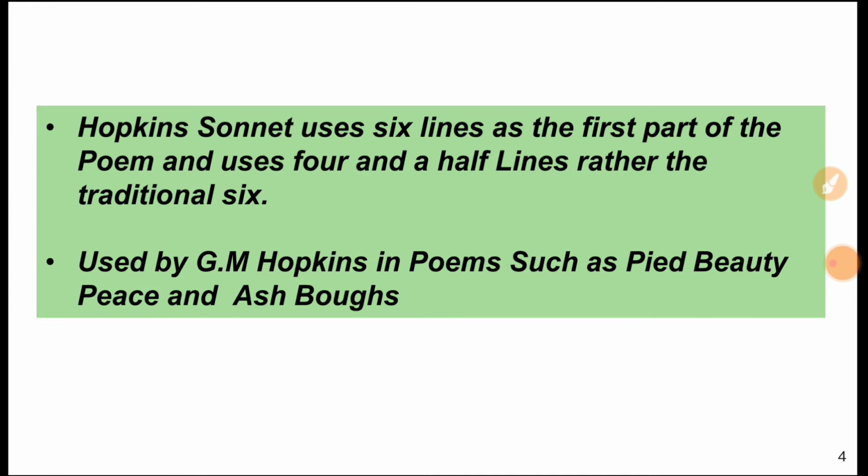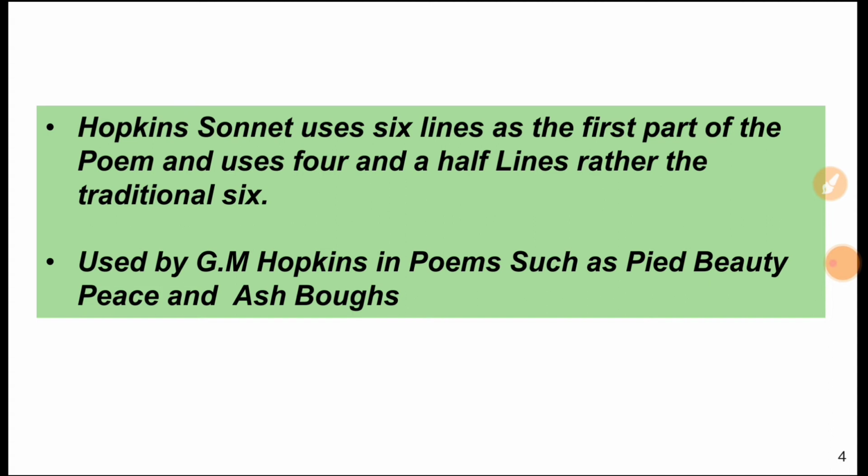I am repeating this again: Gerard Manley Hopkins reduced the number of lines from 14 to 10 and a half, and divided it into two stanzas. One stanza contains 6 lines and the other stanza contains 4.5 lines, and together they form 10.5 lines. That is why they are described as curtal sonnets, because they are much shorter in length.